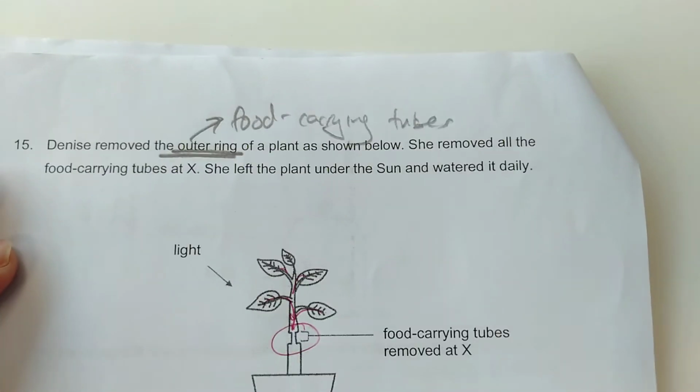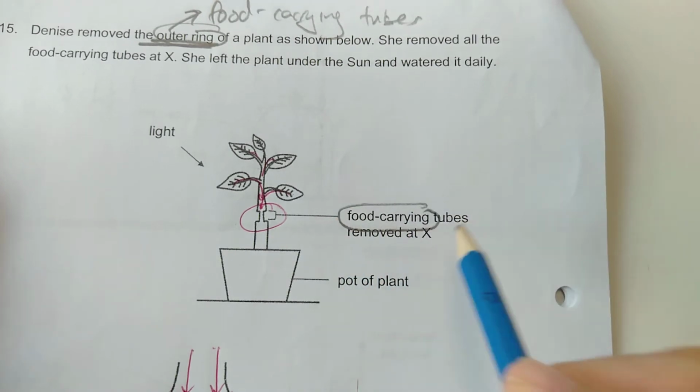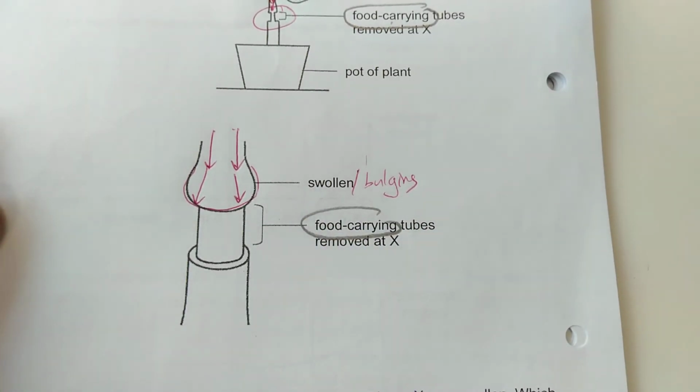How do I know? Two things. The word outer tells me that, and here the teacher is so nice. They even tell you only the food carrying tubes were removed. See, they reminded you again, it's only food carrying tubes that were removed.